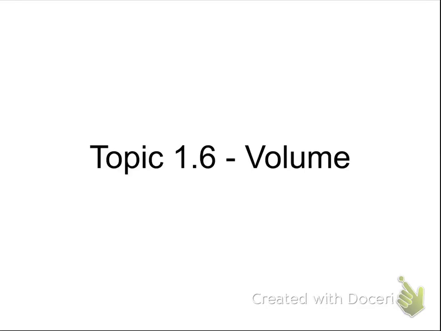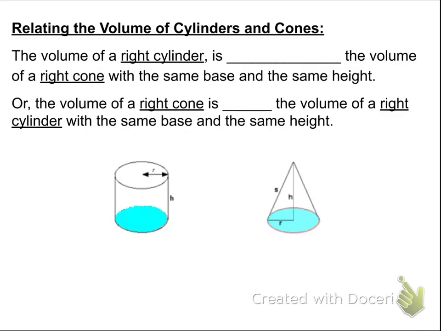All right, time for the thrilling conclusion to the volume lesson. So, now we're going to talk about cylinders and cones. And as we learned with the water demo, cylinders and cones are related in the exact same way that prisms and pyramids are. So the right cylinder is 3 times, let's write this, 3 times the volume of a cone if it has the same base and height. Remember, that is a requirement. They have to have the same base and height. Or a cone is 1/3 the volume of a cylinder.